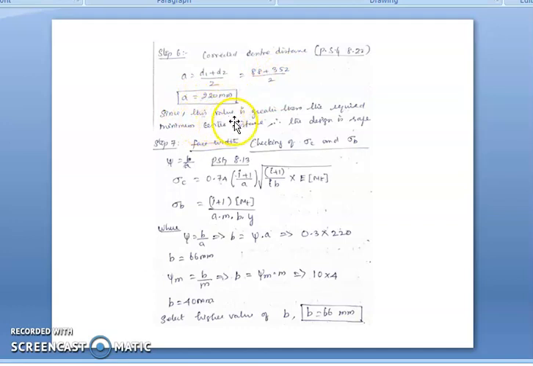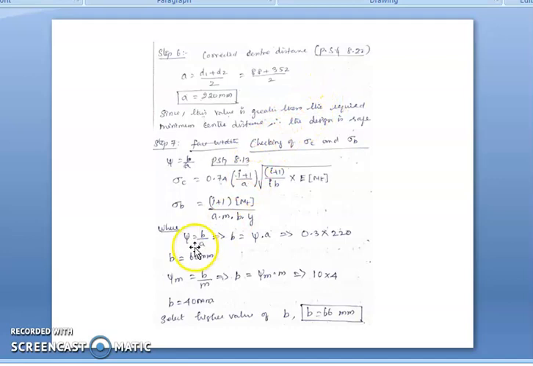Since this value is greater than the required minimum center distance, that is, the required minimum center distance is 206 mm, which we already calculated. Now this 220 is greater than 206. So the design is safe.